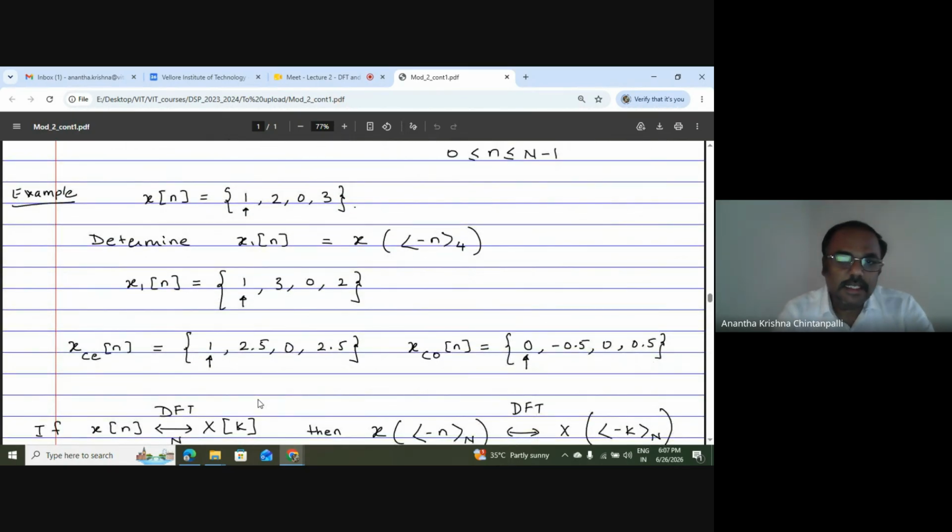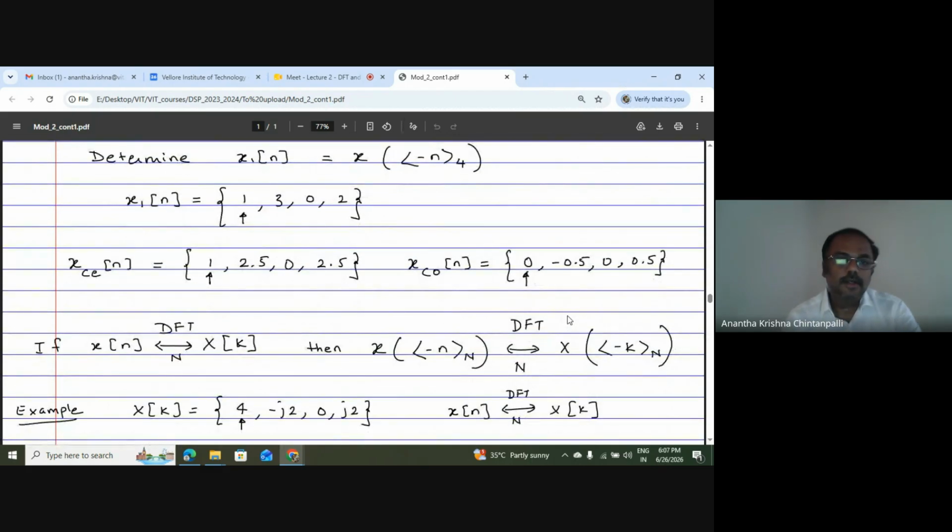So x of n is given as 1, 2, 0, 3 as an example. Determine x1 of n, where x1 of n is nothing but x of minus n modulo 4. In that case, the origin value would remain the same, but these values would be flipped. So this becomes 1, 3, 0, 2. The circular even part is sample by sample, you add and divide by 2. For the circular odd part, you take this, subtract this, and then divide by 2.